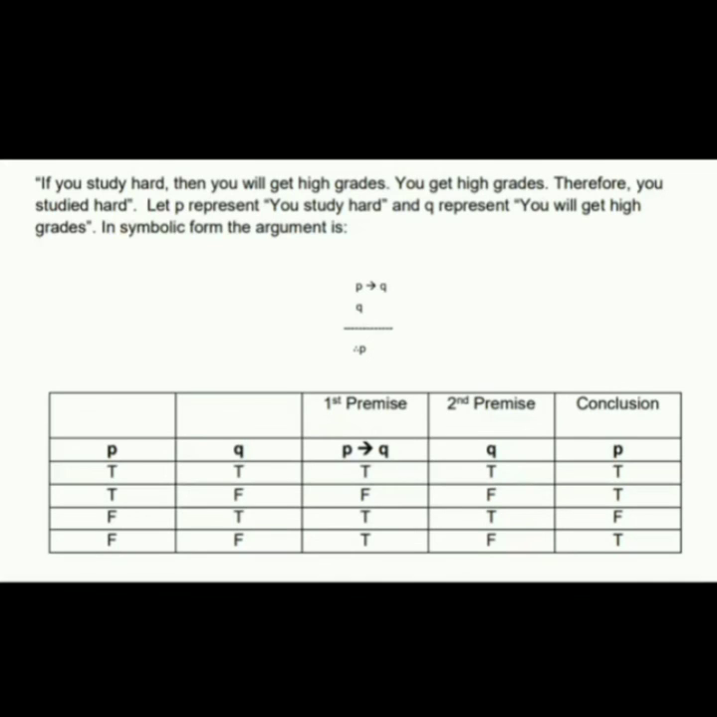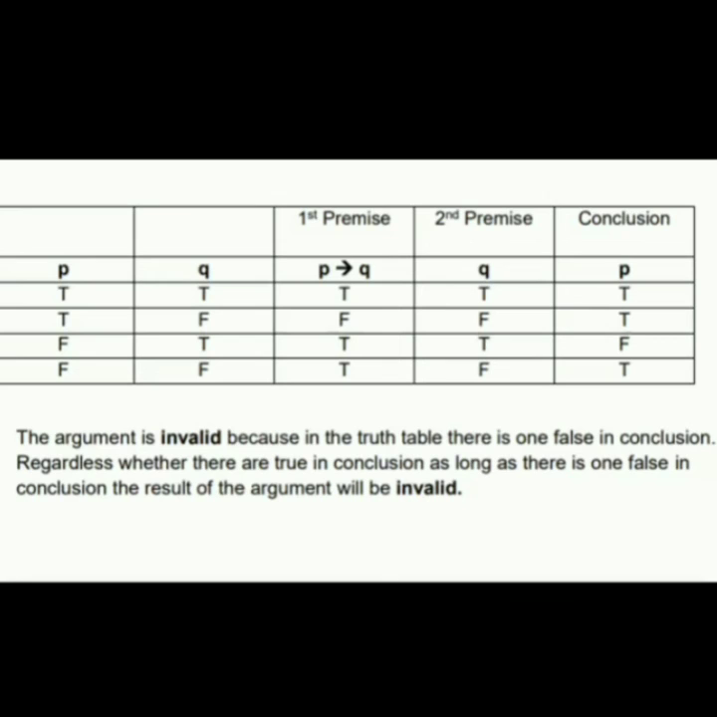The first premise is true, false, true, true. The second premise is true, false, true, false. And the conclusion is true, true, false, true. The argument is invalid because it shows that there is one false in the conclusion. Regardless of whether there are trues in the conclusion, as long as there is one false in the conclusion, the result of the argument will be invalid.